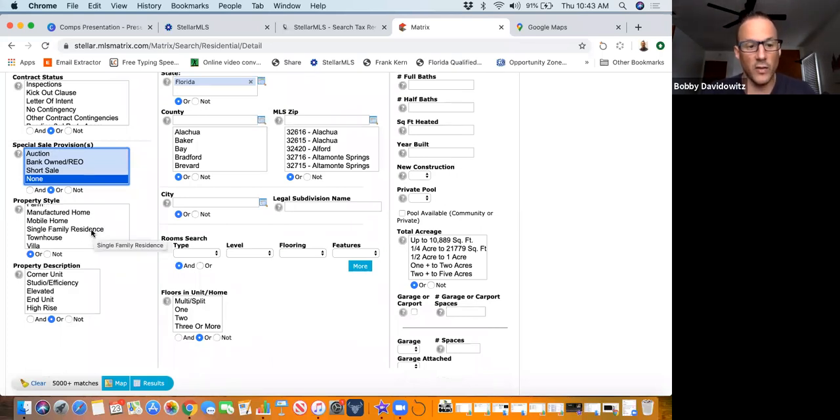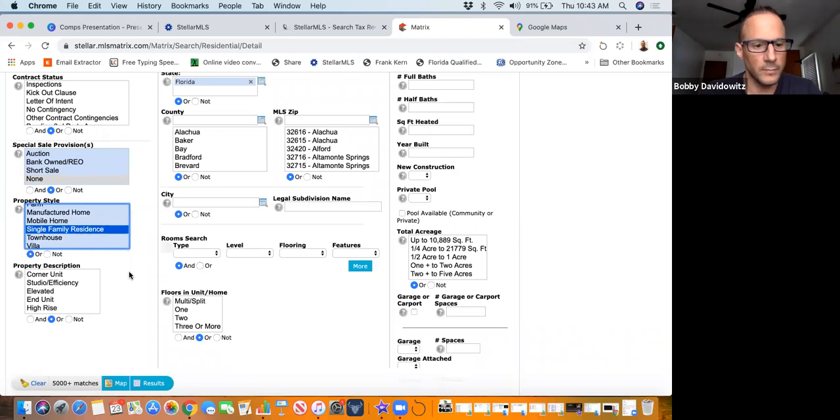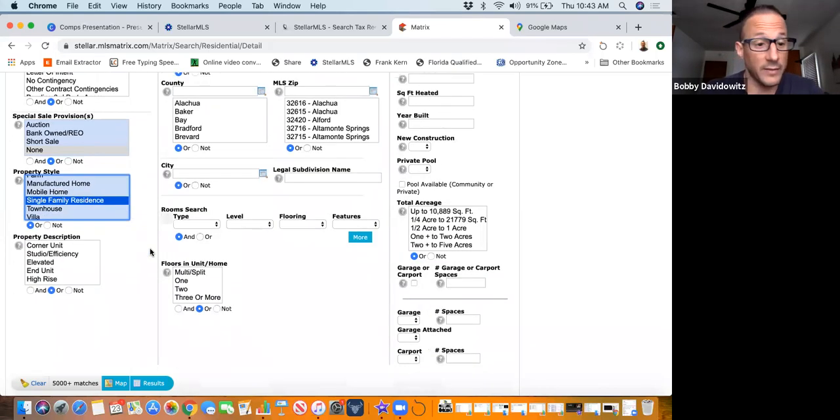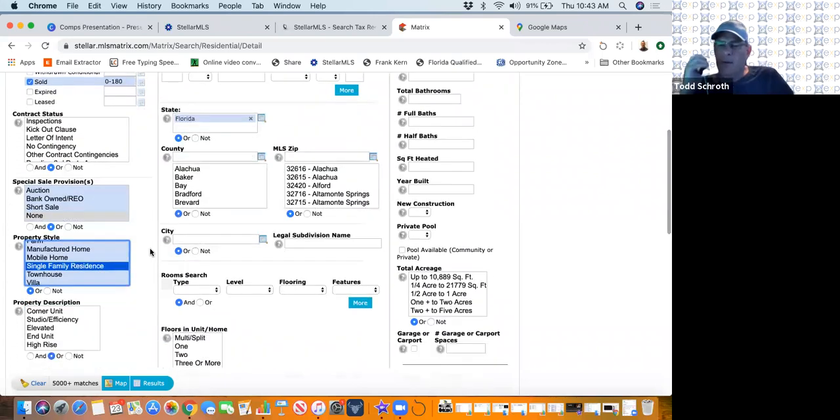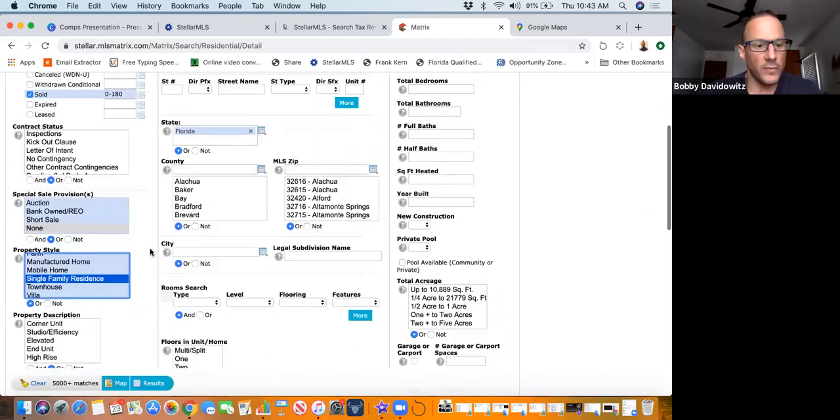I'm assuming this is a single family home, Todd? We'll find out in a second. So it's most likely. Yes, Bobby. Sorry. Single family. Okay, cool. All right. So single family home.